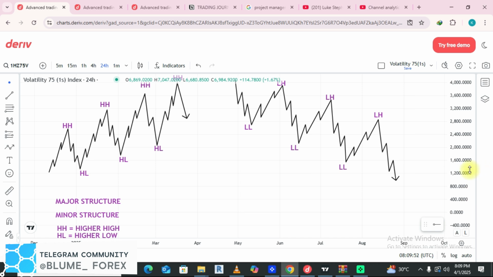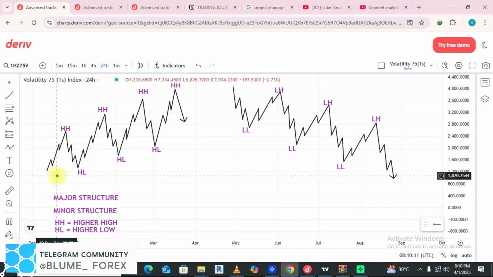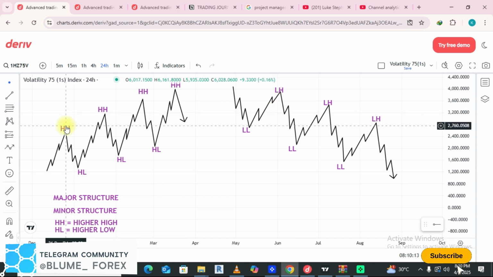You can only have higher highs and higher lows in an uptrend market. That is a distinctive characteristic of the uptrend market. You can't have higher highs and higher lows in a downtrend market. In an uptrend market, you only have higher highs and higher lows, right? So the first letter represents the market's direction, the second letter represents where that point is located.